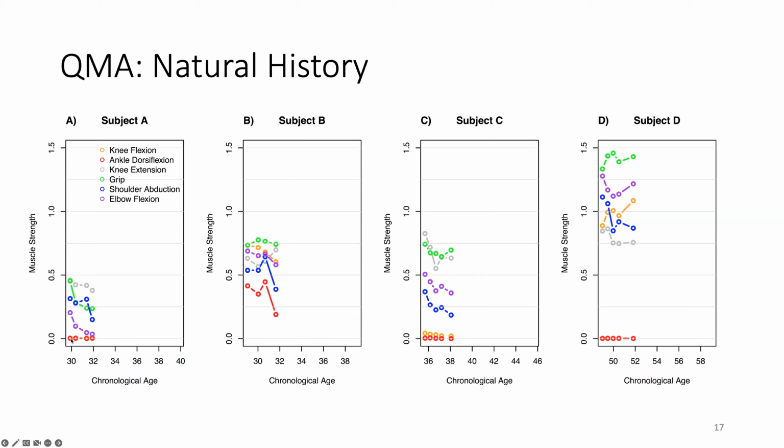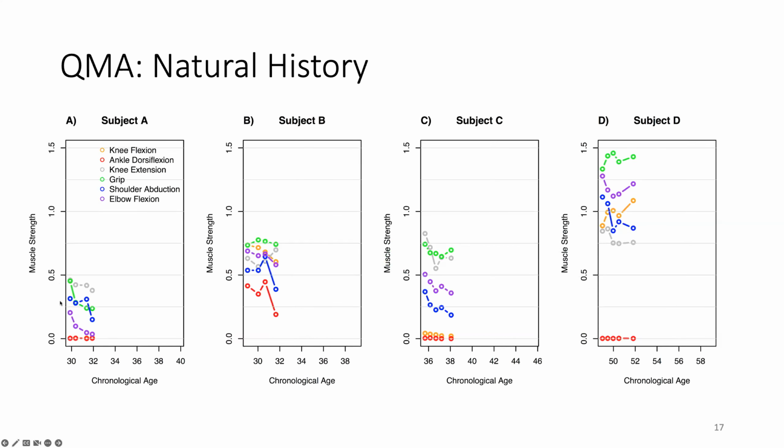In this first subject, the 2 red and orange lines are completely on top of each other because this subject is completely progressed on their knee flexion and ankle dorsiflexion, and actively progressing on grip, shoulder abduction, and elbow flexion.